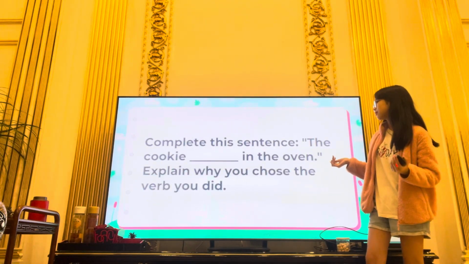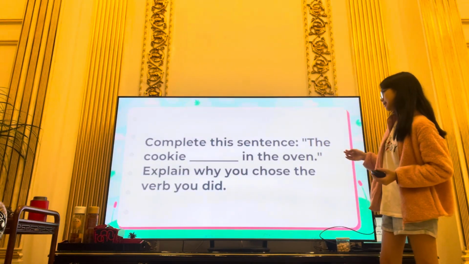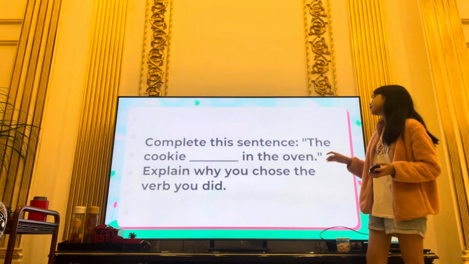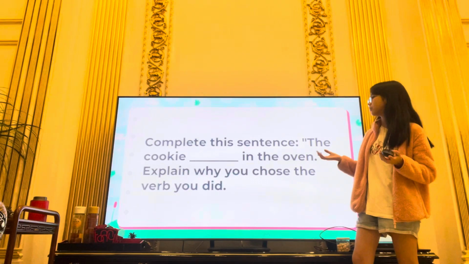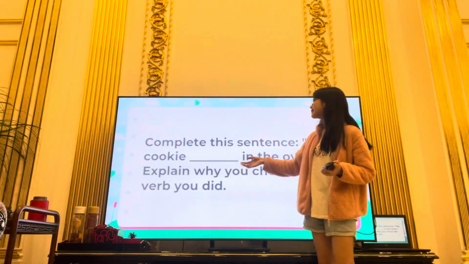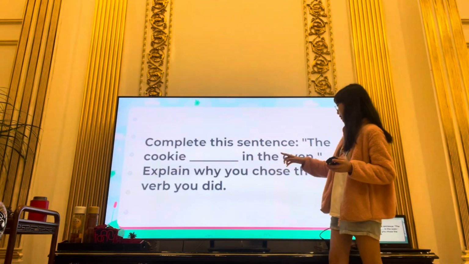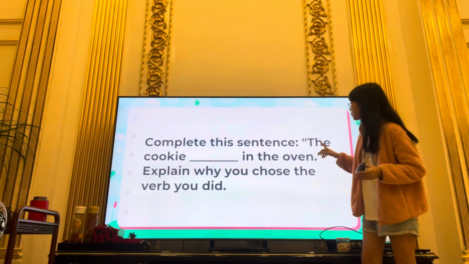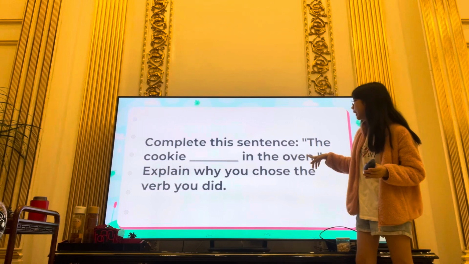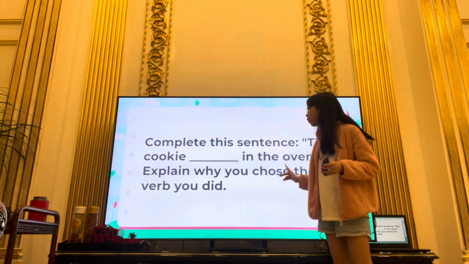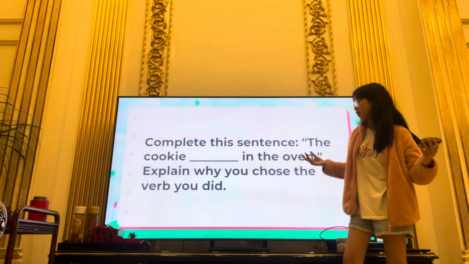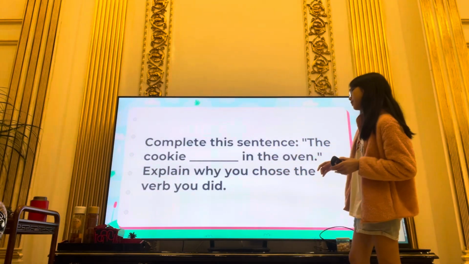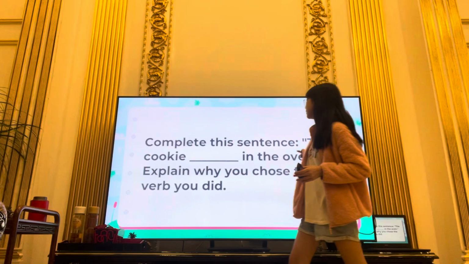Complete this sentence. The cookie blank in the oven. Explain why you chose the verb you did. Well, in this sentence, it says the cookie blank in the oven. So here I can see the cookie in the oven, so that means that the cookie will be baking in the oven. And it says here the cookie.